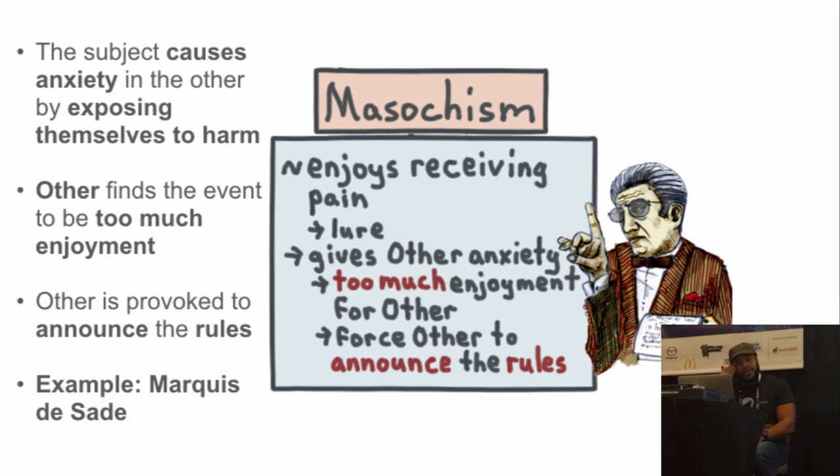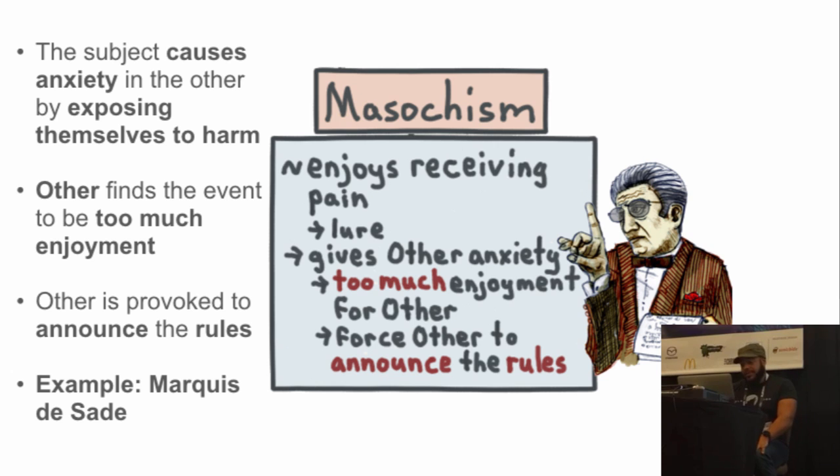Masochism, they don't enjoy receiving pain. Rather, they actually, just like the sadist, use a strategy of causing anxiety to the other, all right? But they do it by exposing themselves to pain. And then the other finds the event to be too much enjoyment, all right? So the other, at that point, they're provoked to announce the rules.